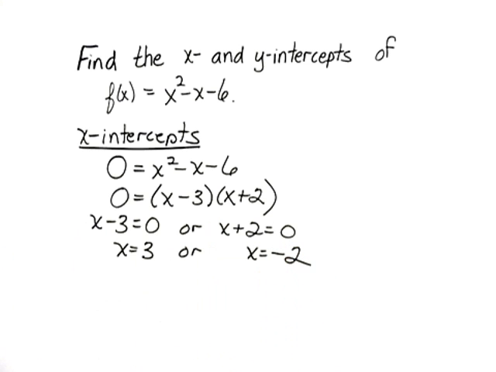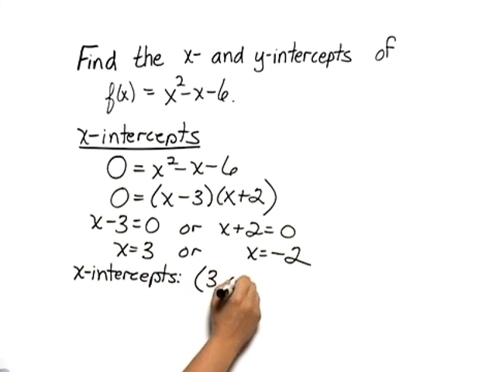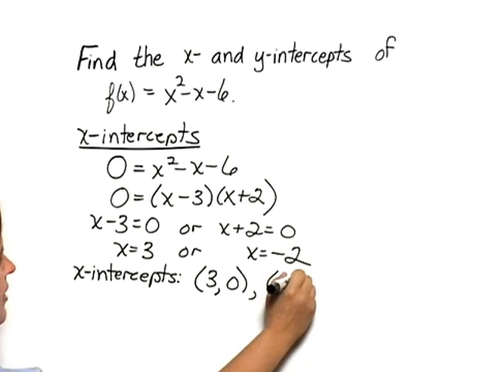Now we want to give this in terms of points, so the x-intercepts are the points 3, 0, and negative 2, 0.